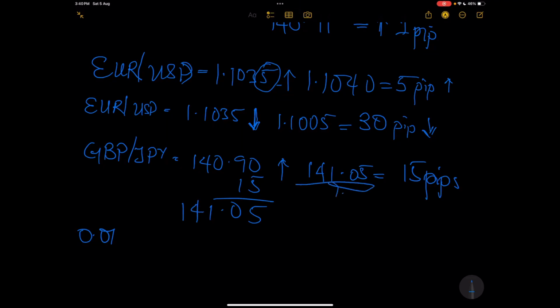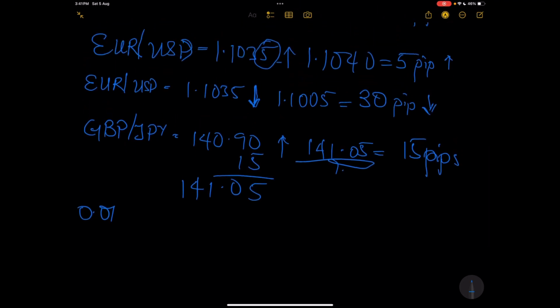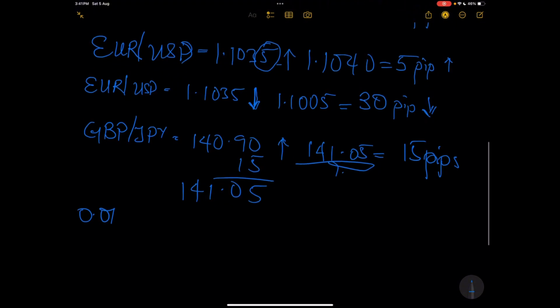Can you see it? So if there is a 15 pip increase, you don't need all this knowledge, you just need to know what to categorize as a pip. The pip is very easy, like I said. On pairs that have Japanese yen, which go up to only 2 decimal places, 1 pip becomes 0.01, which is 2 decimal places.